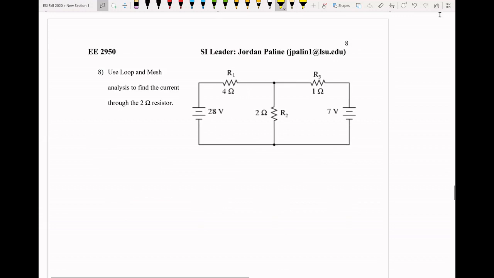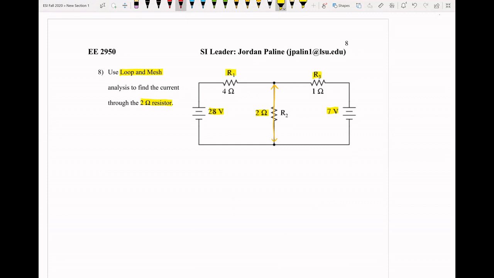Okay, let's take a look at the next problem. It wants us to use loop mesh analysis to determine the current through the 2 ohm resistor. So right here. Now the thing is, we don't actually know the direction of this current. We don't know if it's actually going up or down. We see we have 2 batteries here, and we've got a couple of resistors up here as well.